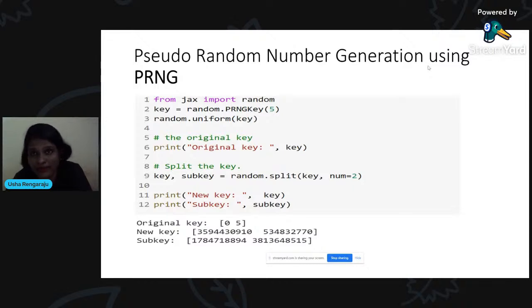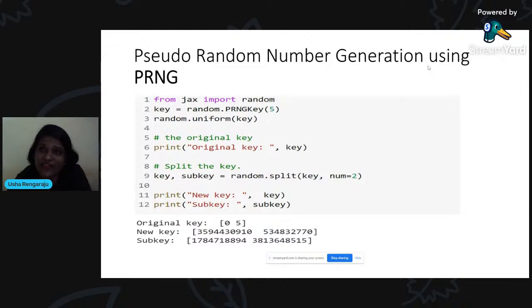What happens beneath the setting of the seed is that a state is created internally by NumPy, and that state is transformed using a transformation function every time you create a new random number. There is no tracking of the state variable in NumPy, and that is why it's a very inefficient way of random number generation. Nobody knows what happens to this state variable underneath. But pseudo random number generation using PRNG in JAX is much more efficient compared to NumPy.